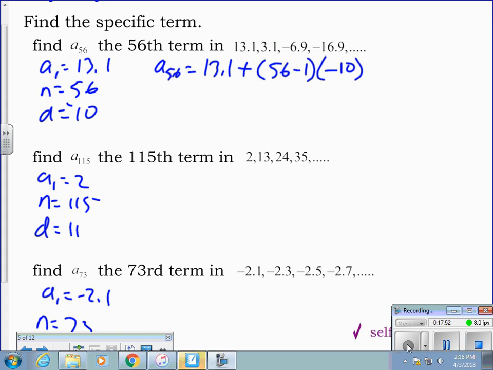Let's see, so that's 55 times -10, which is -550, plus 13 is -440, plus 3 is -337, plus 1 is... -430, no, 20, oh crap. What'd you get? -536. -536.9. I almost had it.